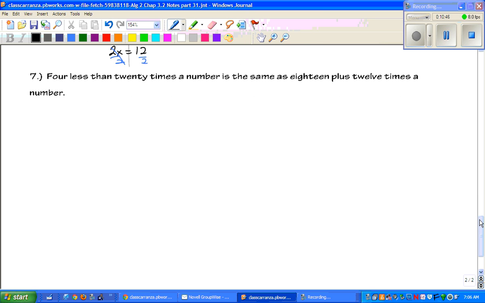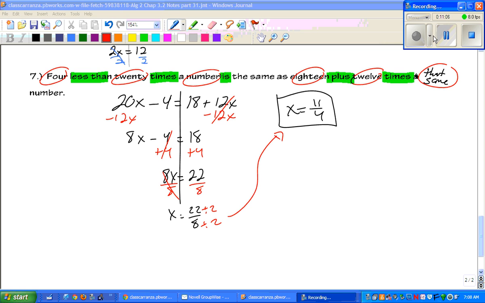Alright, number 7, you guys are going to try it all by yourself, see if you can figure out the translation, and then solve the numbers. The one thing that we need to know that this is 12 times that same number. Okay? Alright, good luck. Okay, and there's the final answer. We get 11 over 4. Now just remember that the word less than over here, we have to switch the order.